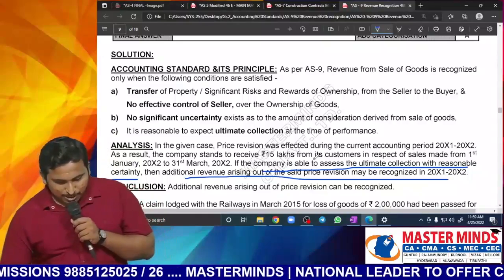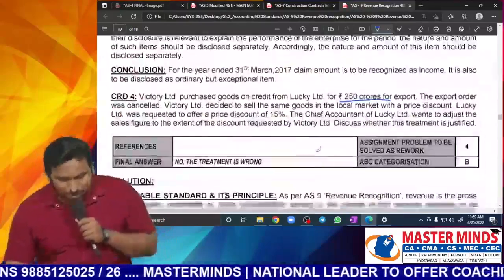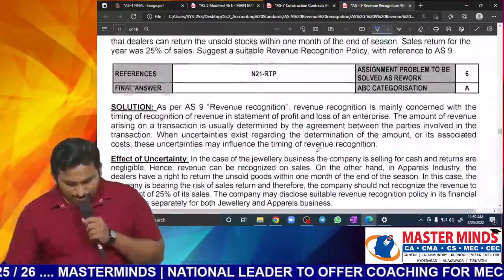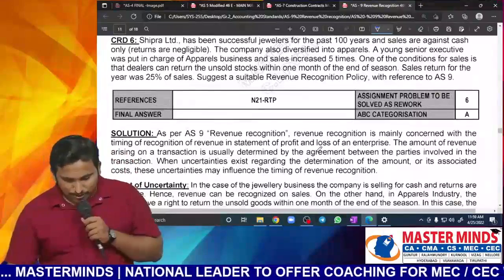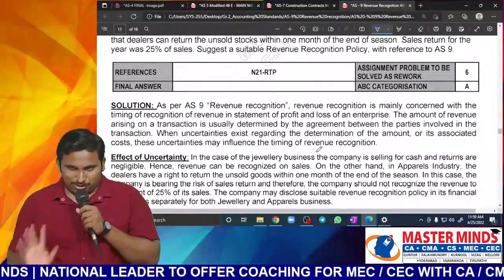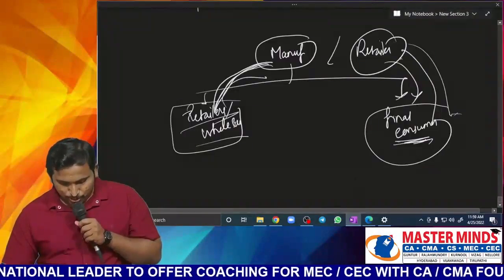So these are some of the important questions which are based on sale of goods. Hope everybody has understood, sir. Now let me move on. Some of the questions on sale of goods we have completed. Let me move to services.